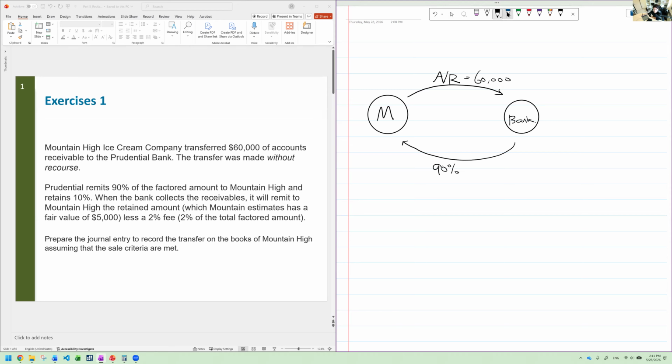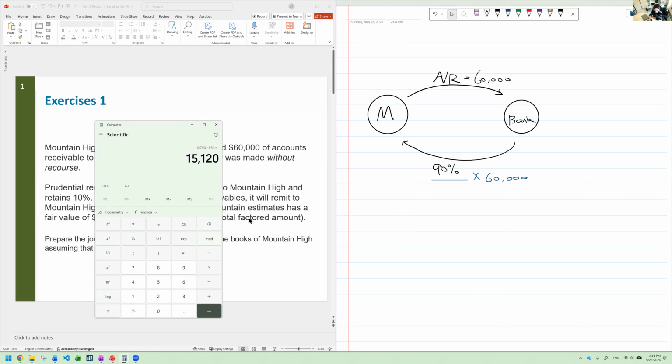First, I want to calculate the amount of cash that Mountain will receive from selling accounts receivable. 90% times $60,000. Today, Mountain will be getting $54,000. So we first debit cash, $54,000. And then Mountain just sold accounts receivable at $60,000.